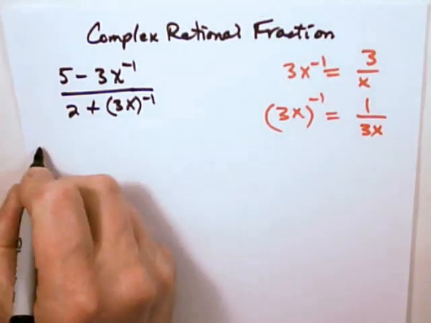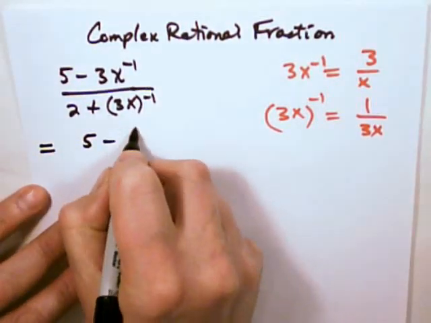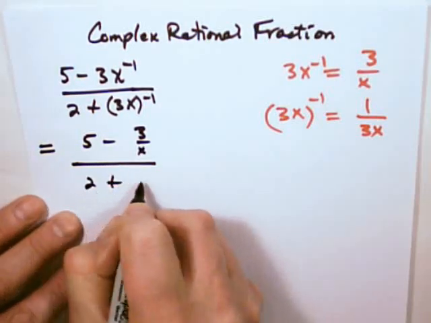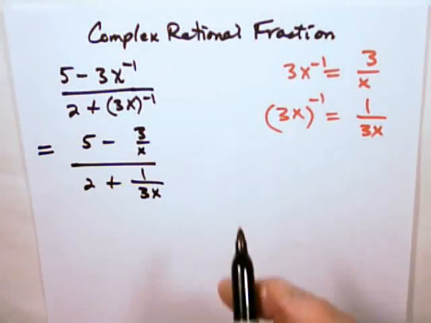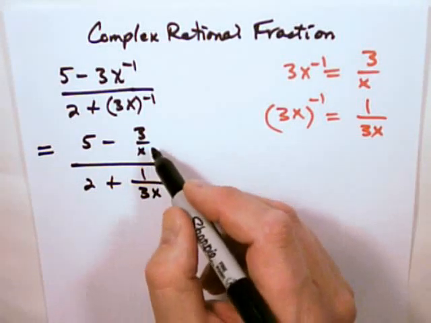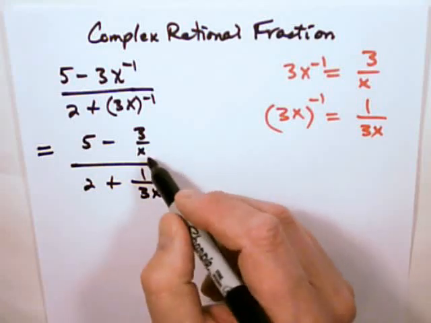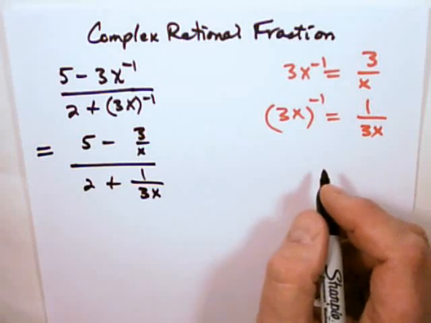and it looks like the following. 5 minus 3 over x and 2 plus 1 over 3x. So yep, that's a complex rational expression because both the numerator and the denominator contain rational expressions. Okay, now how are we going to work this?